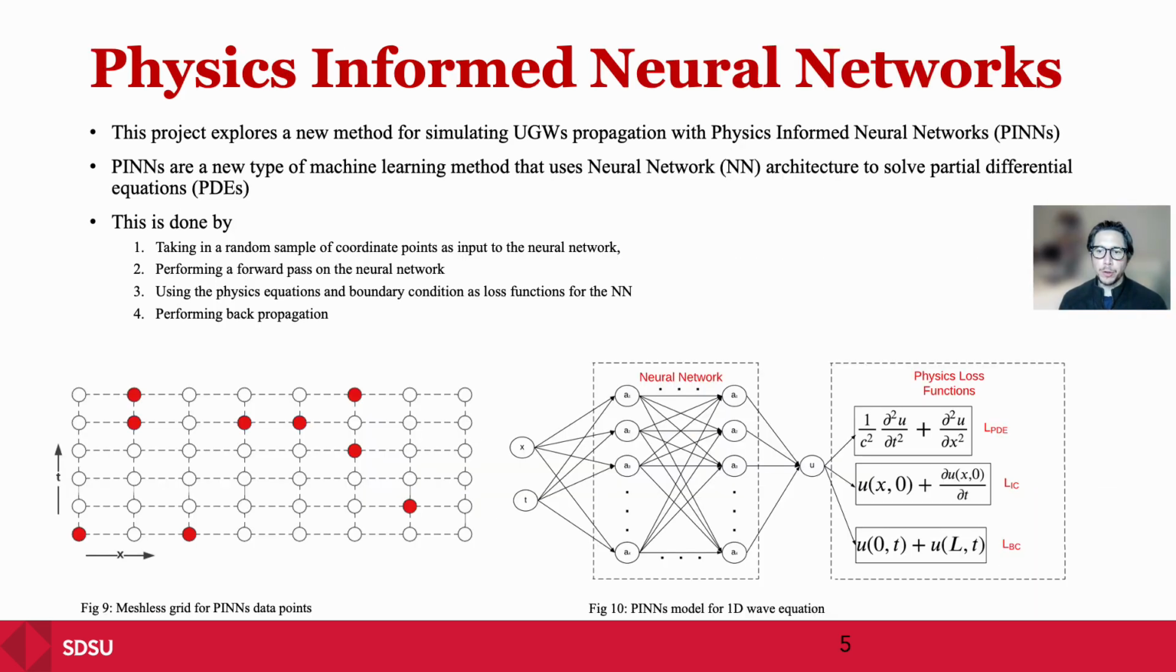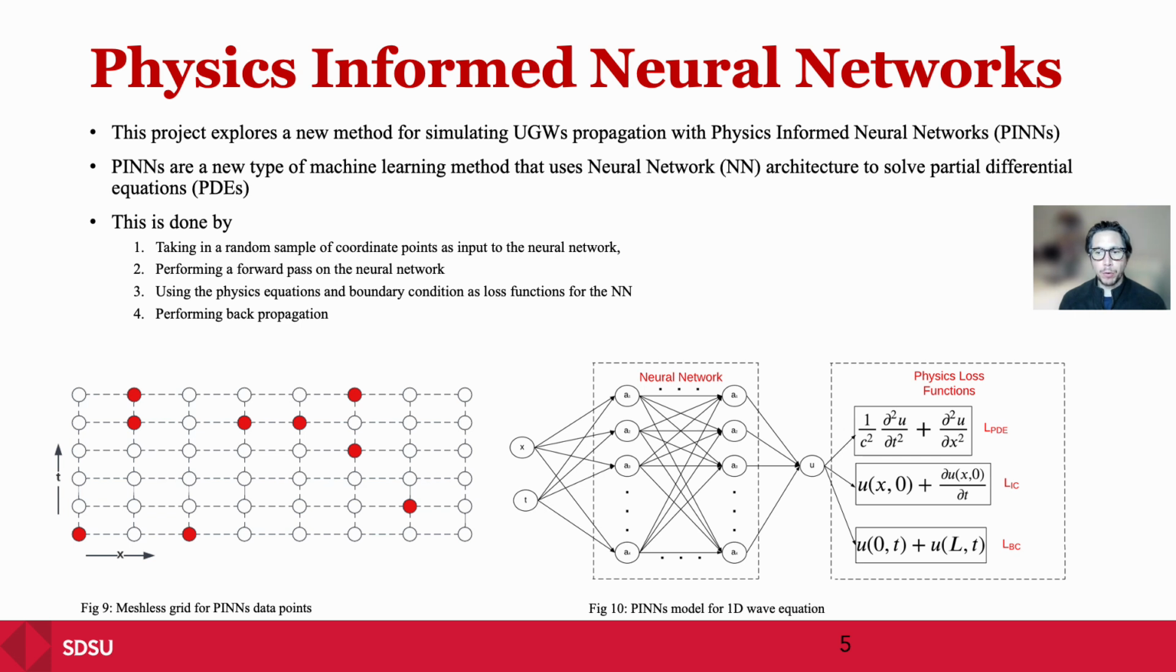This project explores a new method for simulating ultrasonic guided wave propagation with physics-informed neural networks, also known as PINNs. PINNs are a new type of machine learning method that uses neural networks to solve partial differential equations. This is done by inputting a random sample of coordinates for the time and spatial dimensions into the neural network.